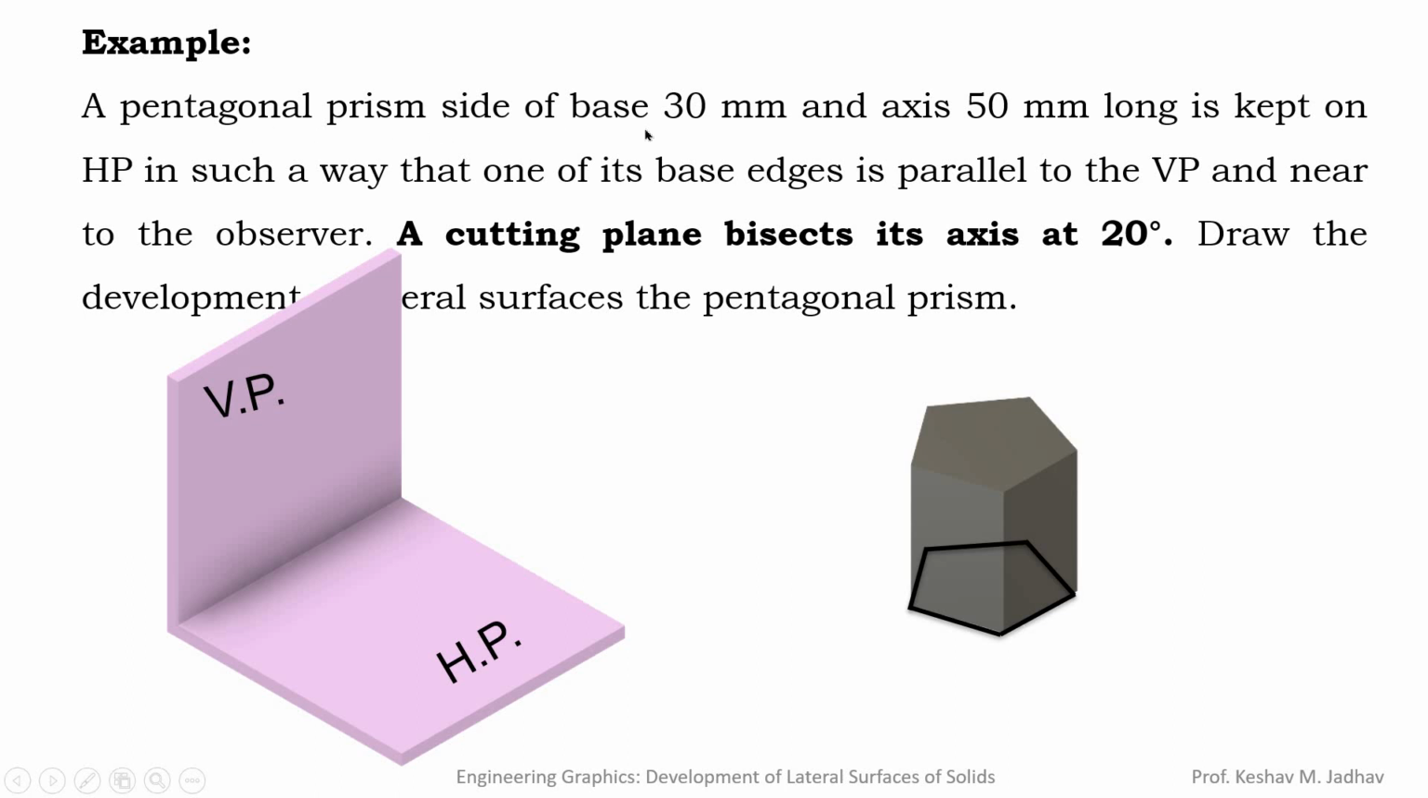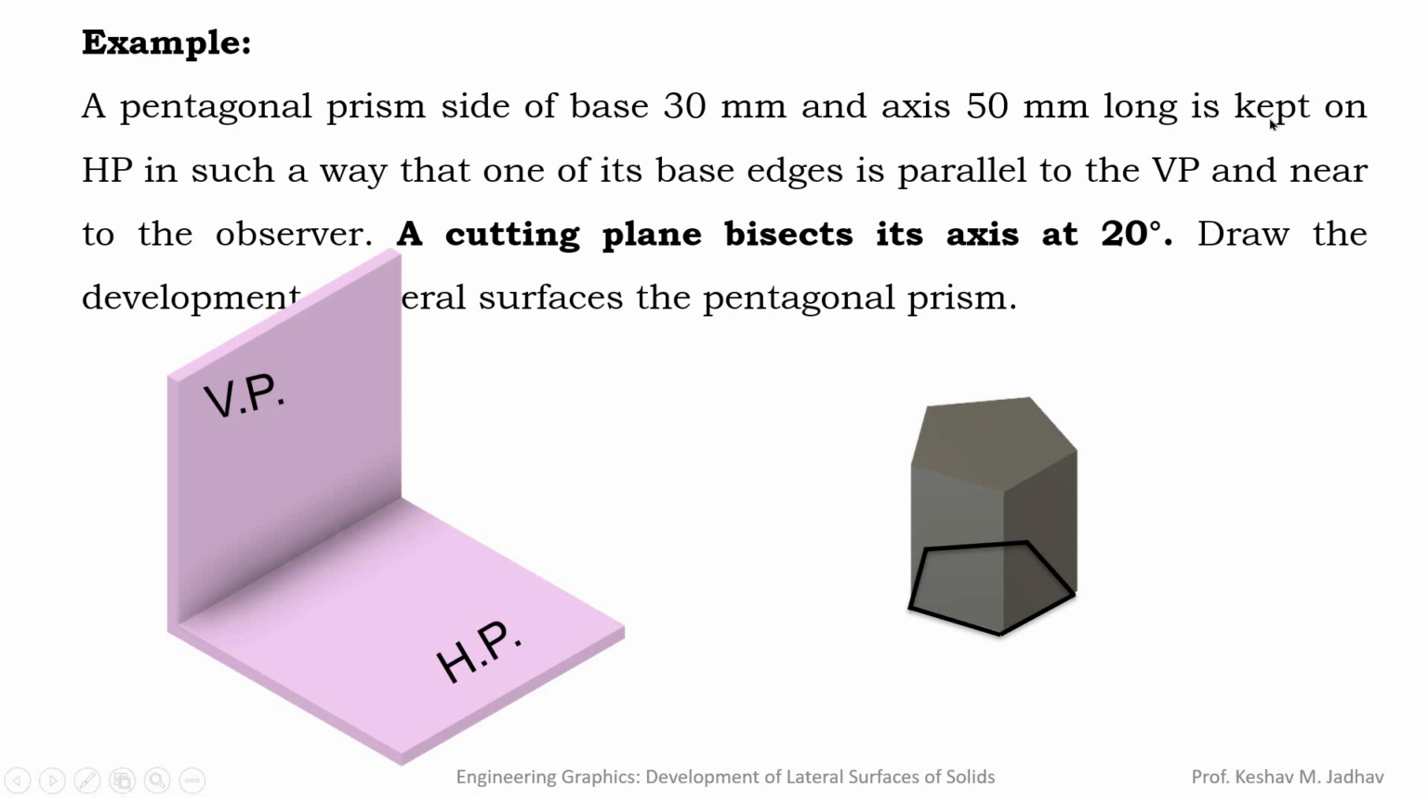Now here in example, dimensions of the pentagon is given. Side of base 30 mm means each side of this pentagon it is 30 mm, and we know interior angle between two successive edges of the pentagon it is 108 degree, and axis length is given. So axis length is nothing but height of the prism. So height of the prism and base side it is given. So we can draw its front view and top view.